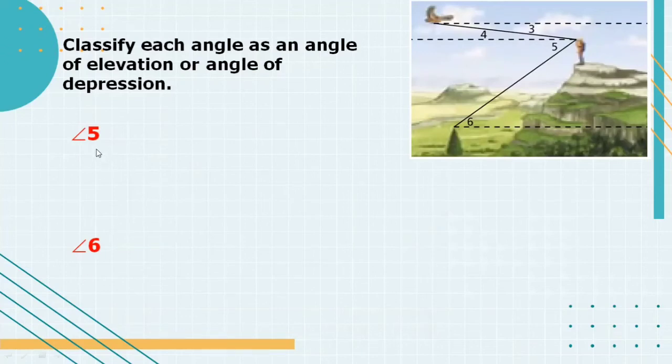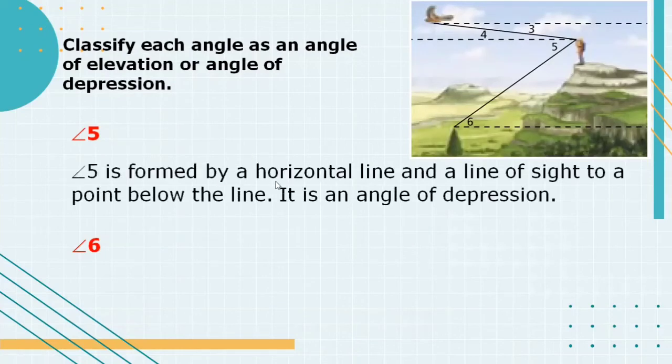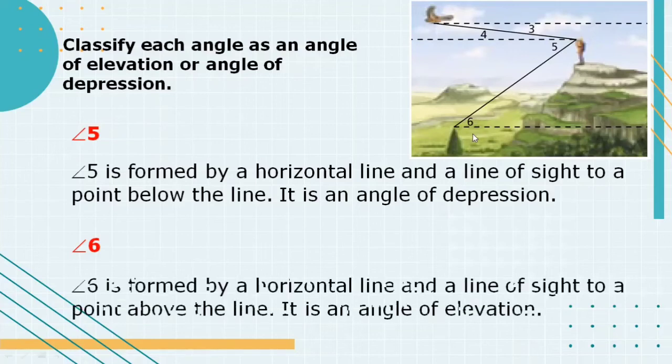Another one, we have angle 5. Angle 5 is formed by a horizontal line, this line here, and the line of sight to a point below the line. So it is an angle of depression. How about our angle 6? Our angle 6 is formed by a horizontal line, this line here, and the line of sight to a point above the line, and it is our angle of elevation.